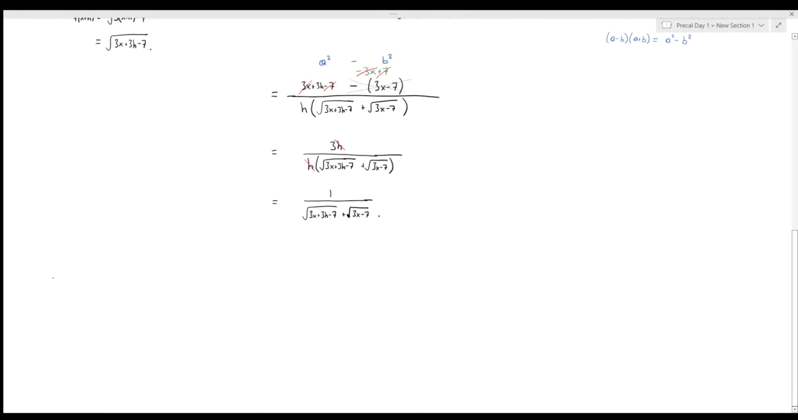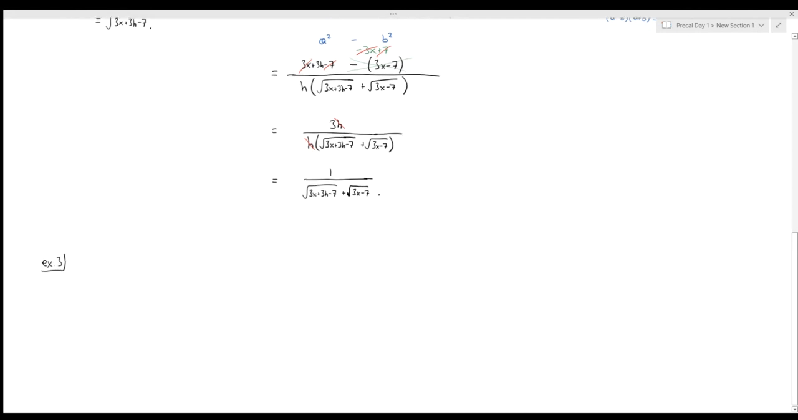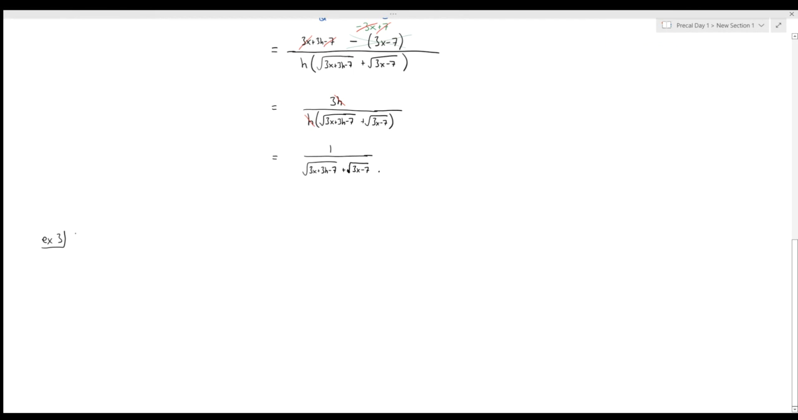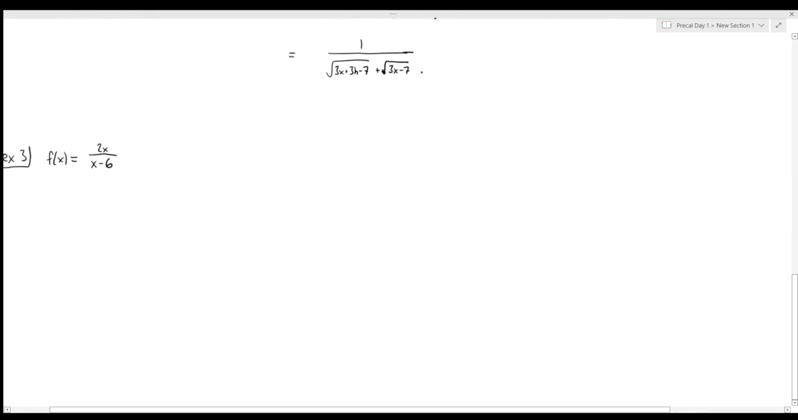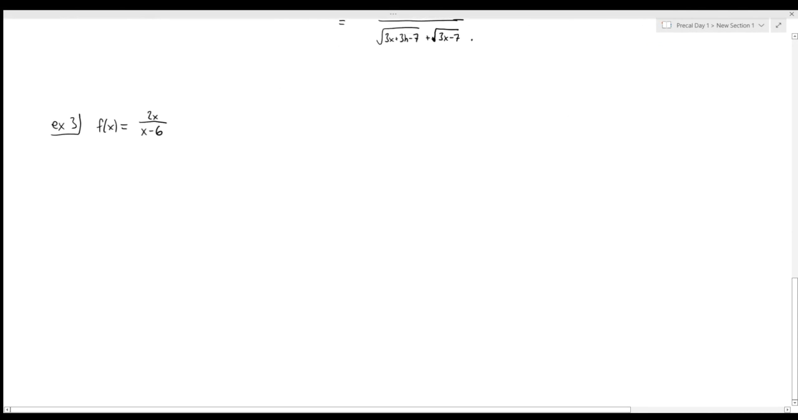So then finally, I'll just do one more difference quotient example. Again, doing a different type of function. So we had a polynomial function, we had a square root function. Now let's consider this function here. It's 2x over x minus 6. This type of function is called a rational function, by the way. Just some terminology.